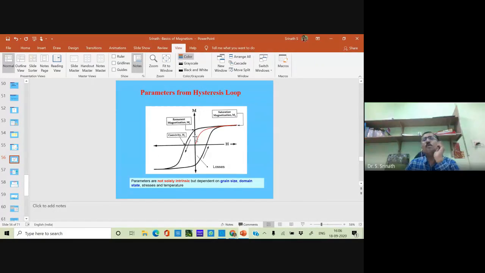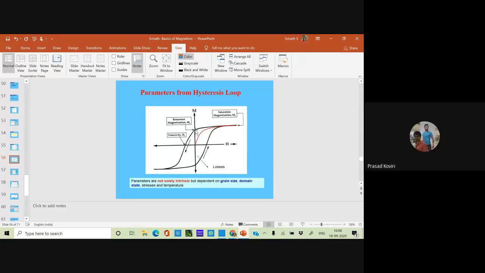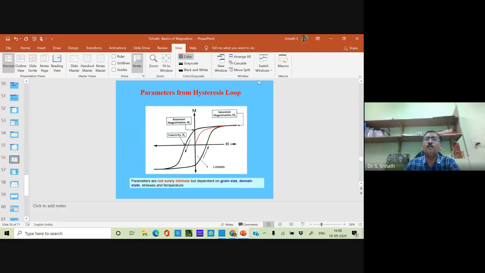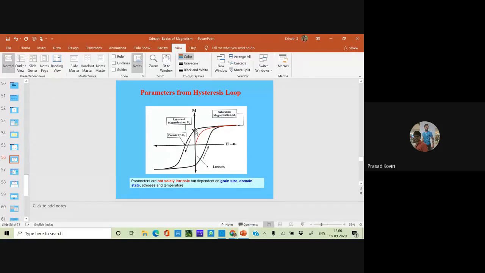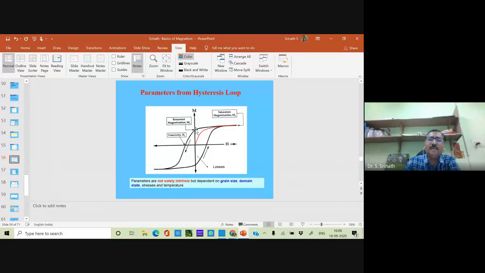Now, next time, suppose I insert this sample into the magnetometer again. The starting point will not be the origin. It will be here. This is history dependent. This is the magnetization trapped inside the material. From here it will saturate at the same place. If I do it again from that point, it will retrace the same path, as long as I saturate.